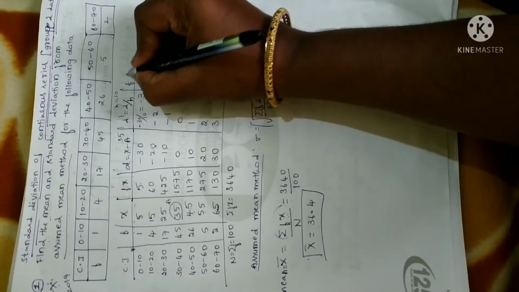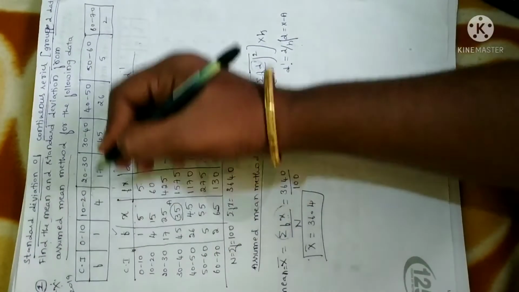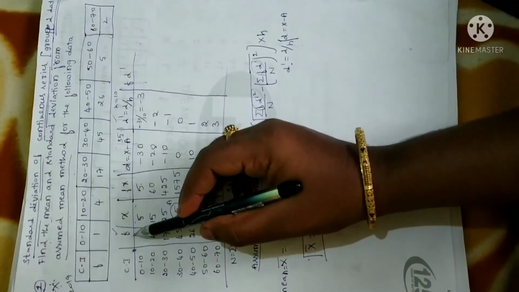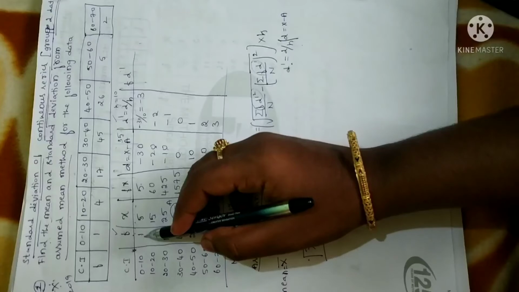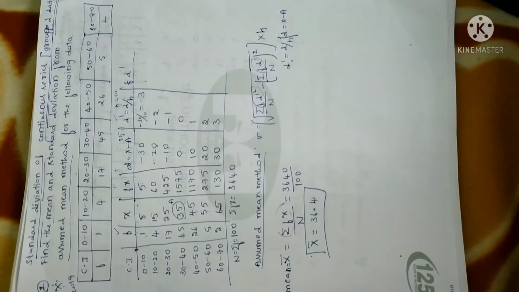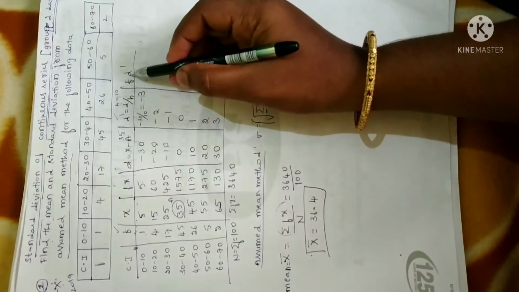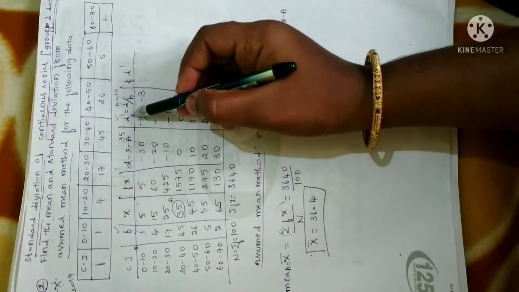So first let me calculate f into d dash. We have f here and d dash here, so I have to multiply f with d dash. Let me do the multiplication so that now let me calculate the f into d dash value. So f value multiplied with d dash.